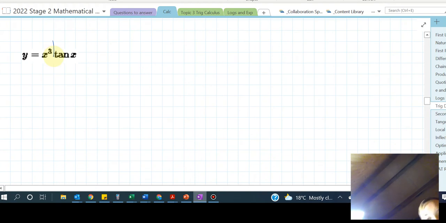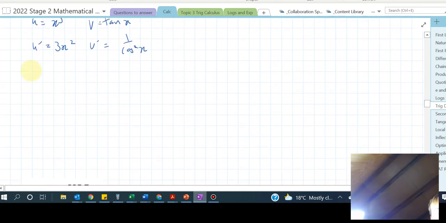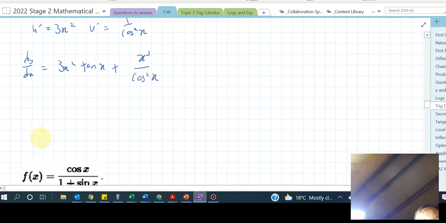Alright, here, there are two functions of x multiplied by each other in there. So we're thinking product rule. Everything we've learned previously still applies. u equals x cubed, v equals tan x. u dash is 3x squared, v dash is 1 on cos squared x. dy dx is u dash v, so 3x squared tan x, plus, now when you multiply 1 on cos squared x by x to the power of 3, you get x to the power of 3 over cos squared x. And you would leave it there. No need to simplify further.